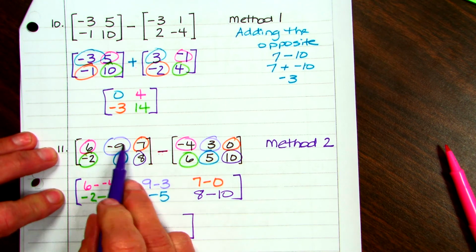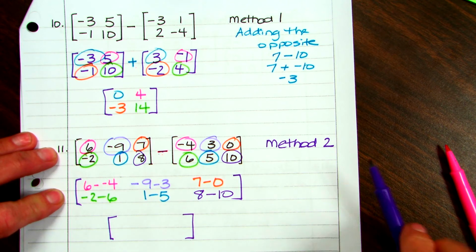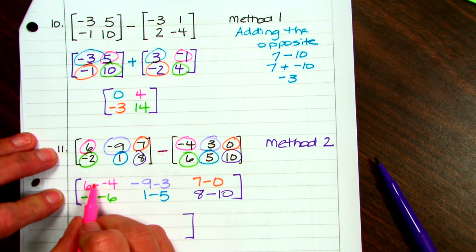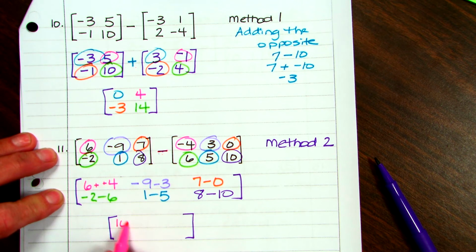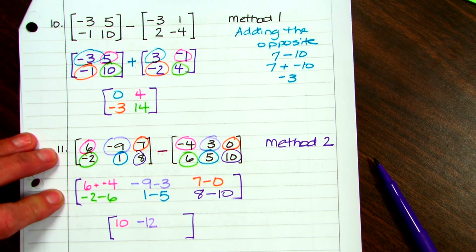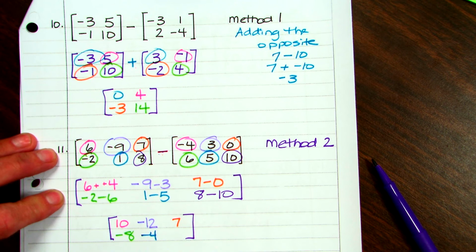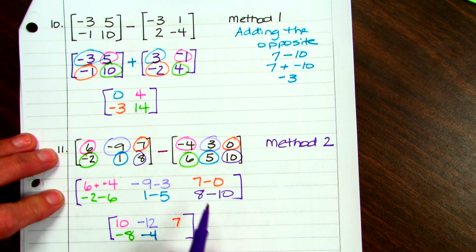Since I've got a 2 by 3, my answer is going to be a 2 by 3. 6 minus negative 4, remember that's addition. Negative 9 minus 3. 7 minus 0 is 7. Negative 2 minus 6 is negative 8. 1 minus 5 is negative 4. And 8 minus 10 is negative 2.